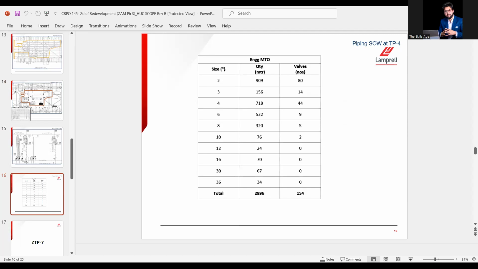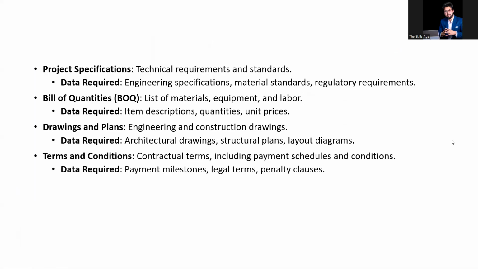Okay. So again, I'll be sharing the things with you. So that's the data required. Terms and conditions. This is a very important thing. Terms and conditions are going to make your project flow smoothly. Contractual terms: what quality the client is looking for, including payments, how much time you require, how much progress they need to pay you for every payment, IPC, how much retention money, schedules and conditions, payment milestones, legal terms, penalty issues, liquidated damages.